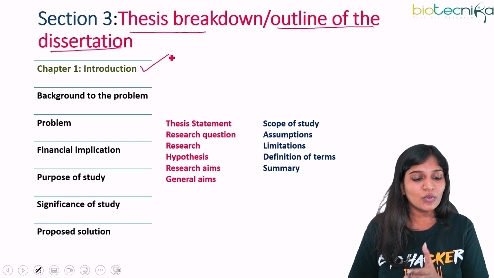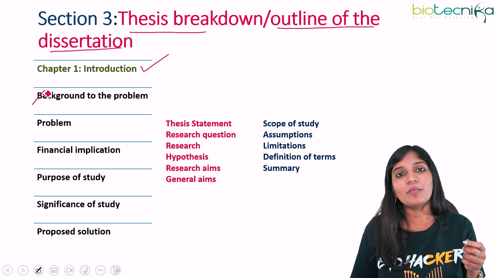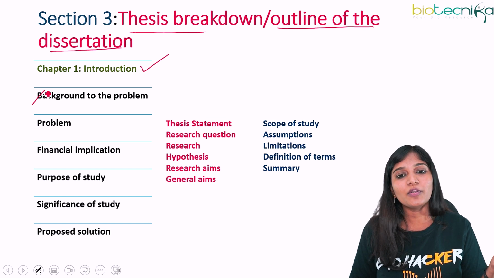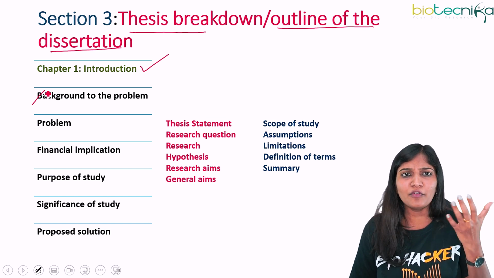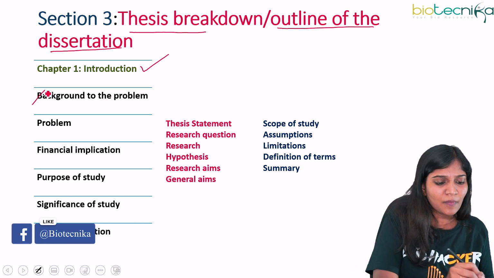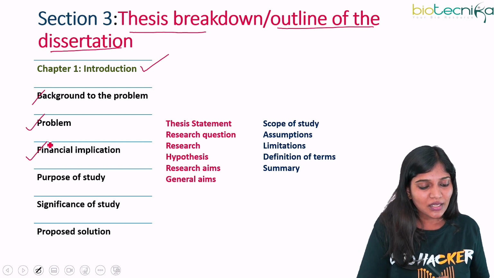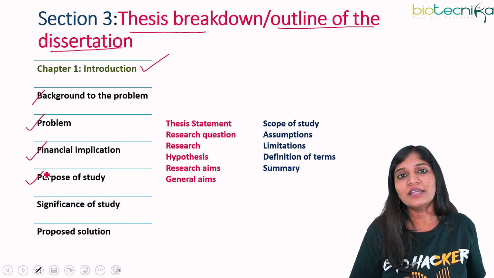So after your research, you would be knowing all this. What is the background of the problem, which means whatever problem has been missed in the research paper, you would have done as an experiment. Or if you are writing a review of literature and you want to convert it into a thesis, you can do this also. And you can take up the problem. What are the financial implications? What's the purpose of the study that you have carried out?